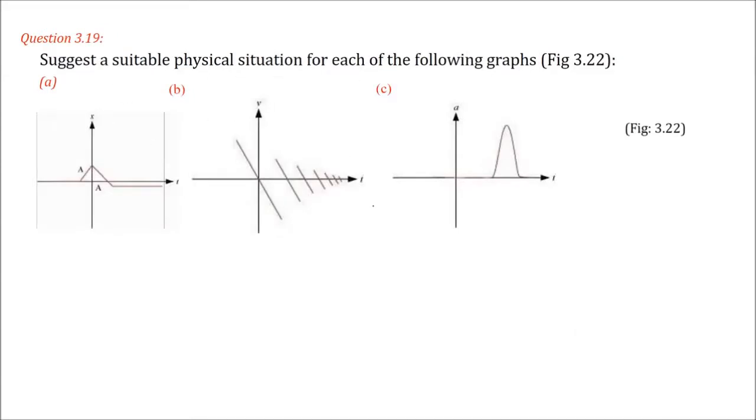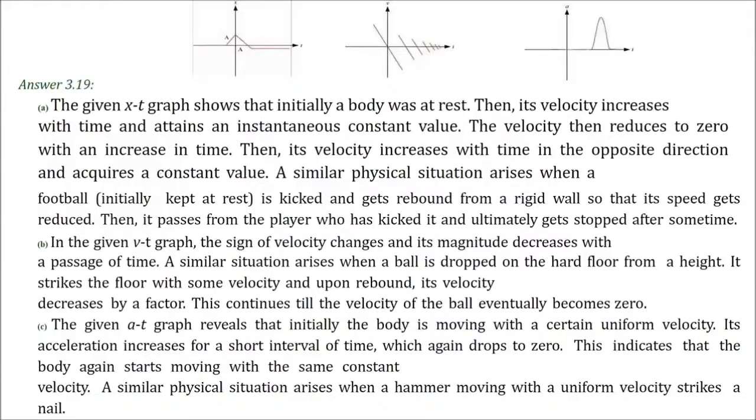You have to suggest a suitable physical situation for each of these graphs. See, the first graph is an x-t graph. It shows that the body is at rest. Then its velocity increases with time and it attains a constant value here. The velocity then decreases to 0 and increases again, in the opposite direction, and acquires a constant value. This situation comes where? A football, when it is kicked, it hits and it comes back. This is the physical scenario which can explain this graph.